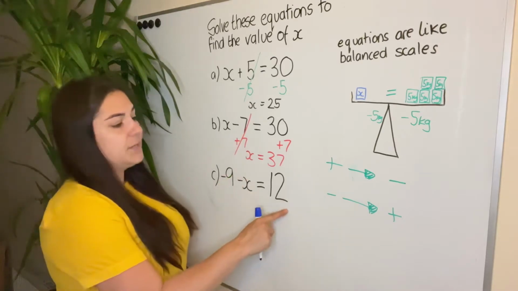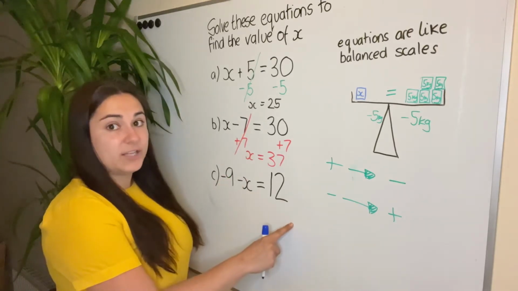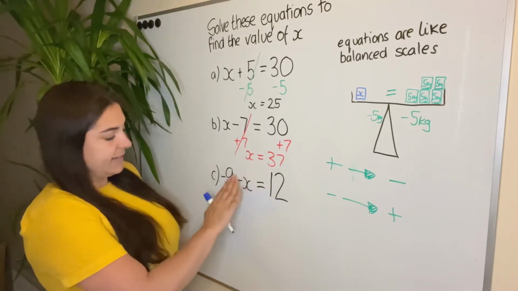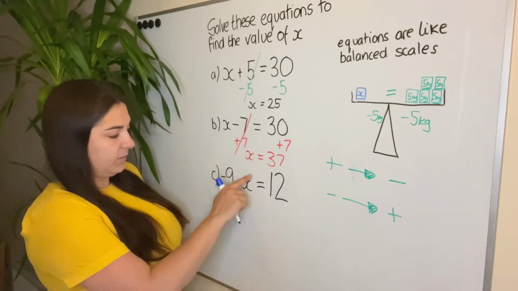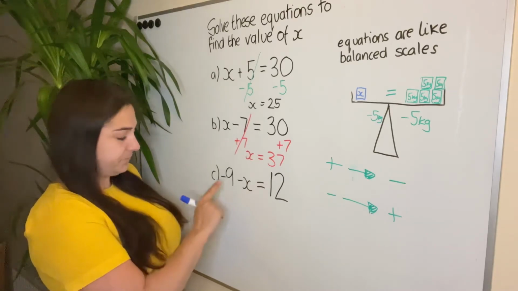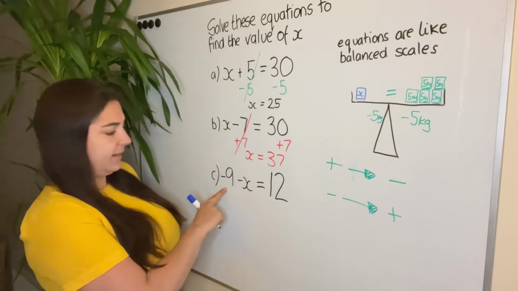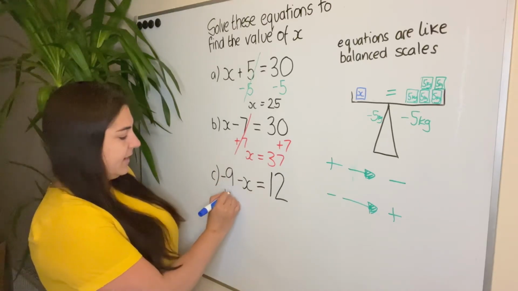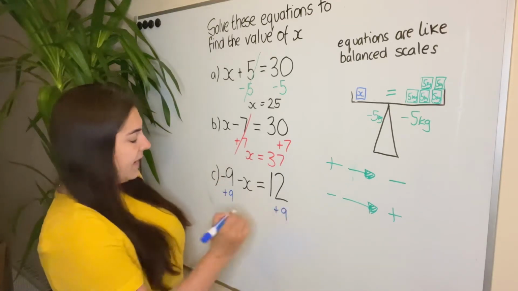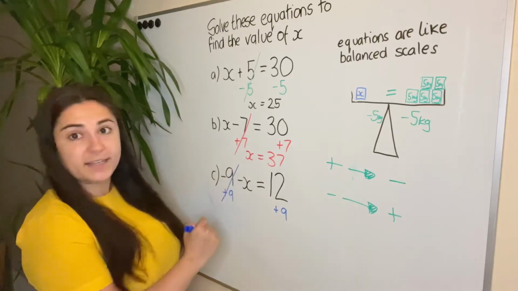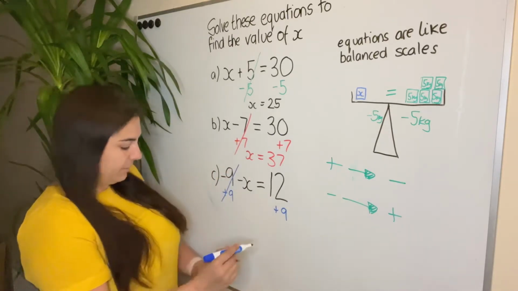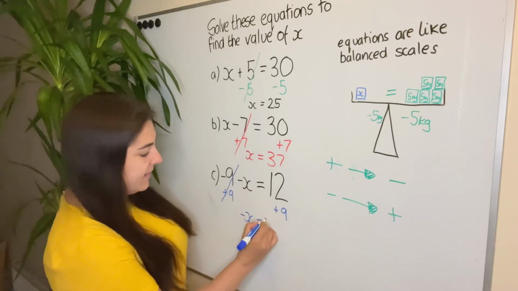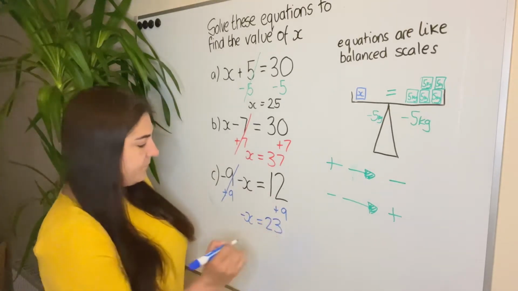So what do I do to move anything from one side of the equation to the other? I need to do the inverse. I've got my x, it's a negative x because the sign always belongs to the term after it. So I'm going to want to move this so that I can get x on its own. So the inverse of a negative 9 is plus 9. So I add 9 to both sides because minus 9 plus 9 gives me 0. So I'd be left with minus x equals 12 plus 9 is 23.